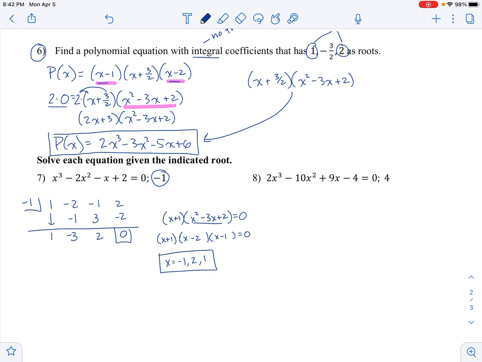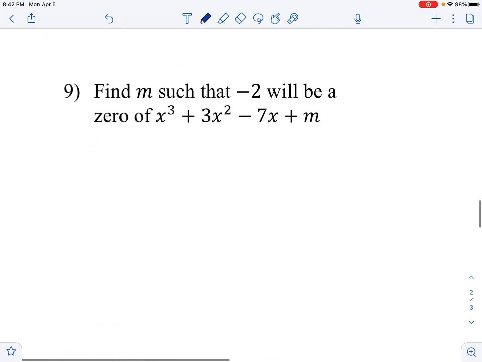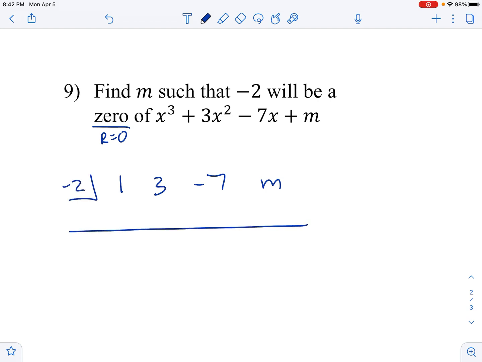One more problem. Let's do number 9. I want to find m such that -2 will be a 0 of this equation. Remember, 0 just means a root. This just means that my remainder is going to be equal to 0. All right, so I'm going to set it up. I have 1, 3, -7, and m. And -2 is going to be my root.